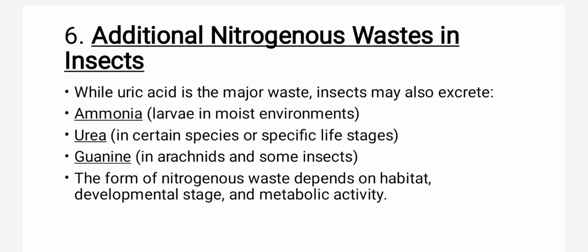Additional nitrogenous wastes in insects. Along with uric acid, other excreta are formed in some insects. Ammonia, urea, and guanine are included. Ammonia is seen in larvae in most moist environments. Urea is seen in certain specific life stages of the species. Guanine is seen in arachnids and some insects.